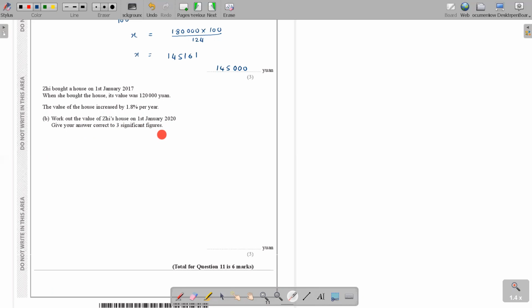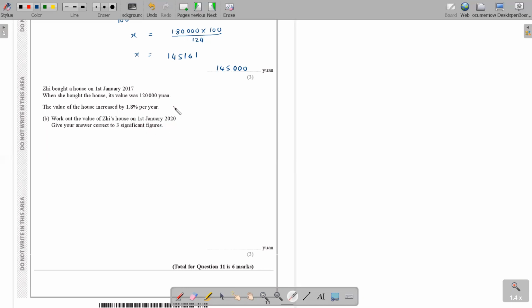So obviously you need to realize that we have not just 1 year, but a couple of years. So 2017 Jan to 2018, that's 1 year. 2019, that's another year. 2020, that's another year. So you have 3 years, isn't it? So each year, the value of the house increases by 1.8%. So they want the value of the house after 3 years.